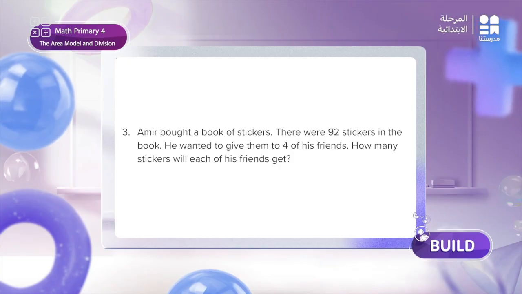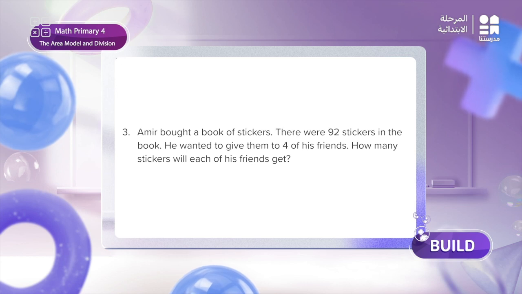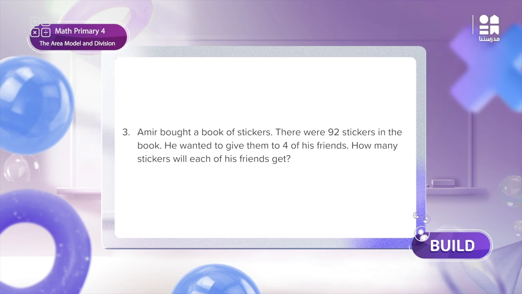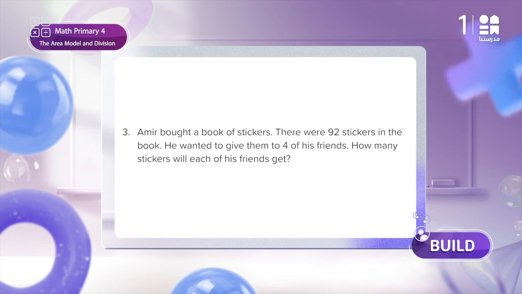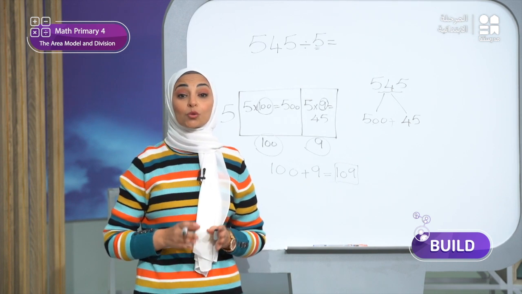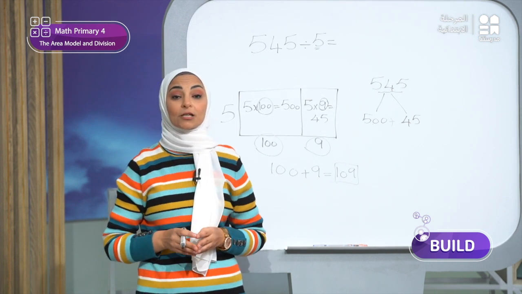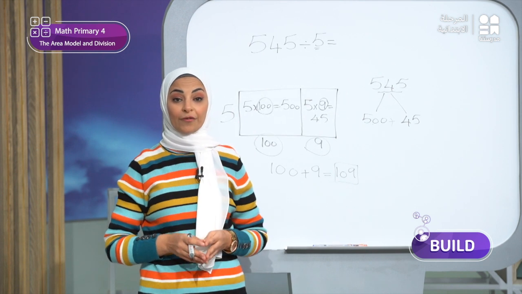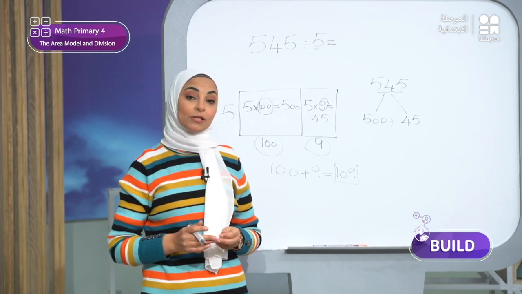Problem number 3 says that our friend Amir bought a book that has 92 stickers. He wanted to give them to 4 of his friends. We want to know the number of stickers each of his friends will get. From reading the problem, we understand that Amir wants to distribute his stickers among 4 of his friends. So let's do it all together.